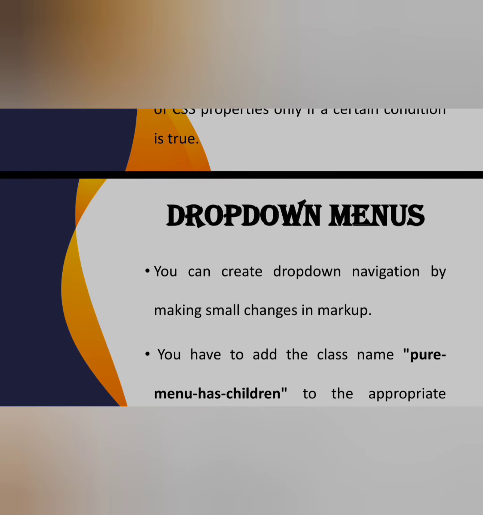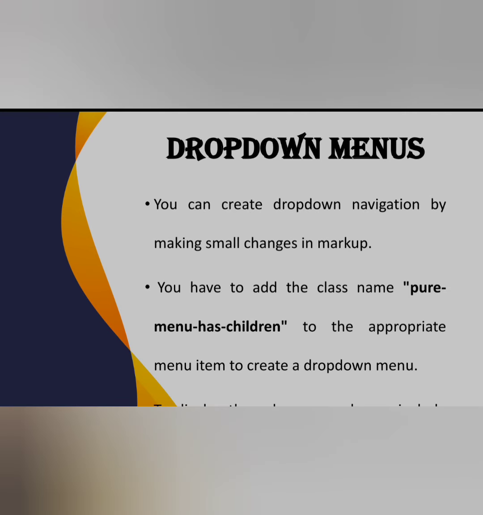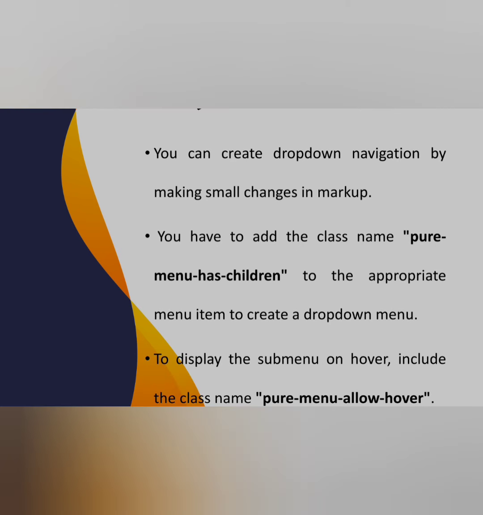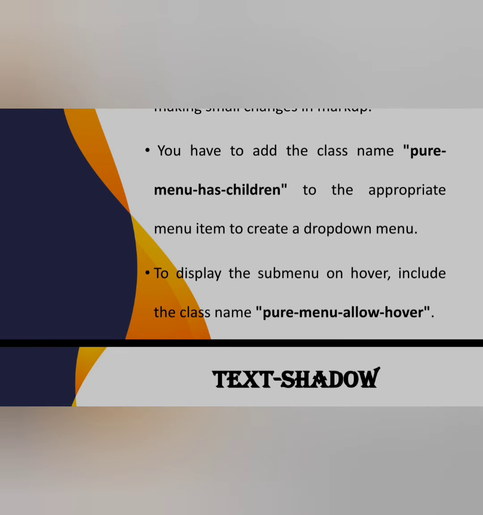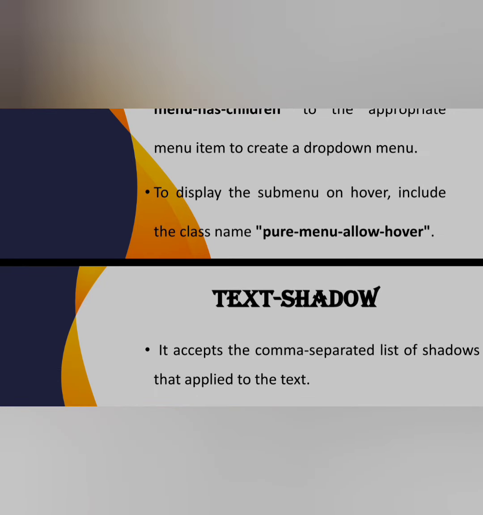Drop-down menus. You can create drop-down navigations by making small changes in markup. You have to add the class name pure-menu-has-children to the appropriate menu item to create a drop-down menu. To display the submenu on hover, include the subclass name pure-menu-allow-hover.